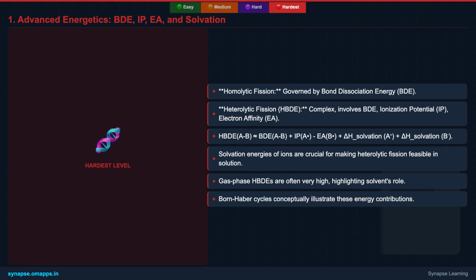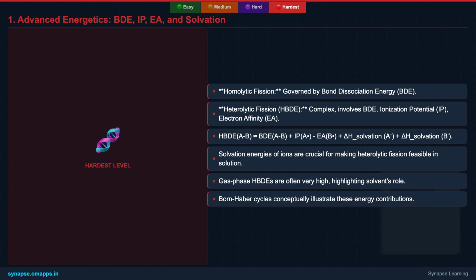solvation energies. A conceptual Born-Haber cycle helps us quantify these contributions. Gas phase HBDEs are often prohibitively high. It's the solvent's ability to stabilize charges that makes heterolytic fission thermodynamically viable in solution.